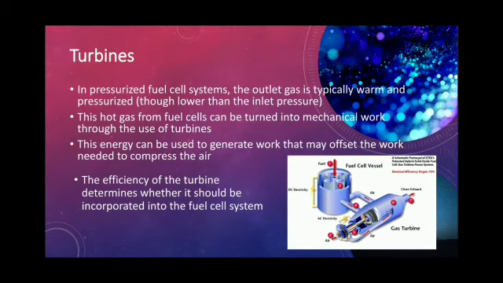Next are the turbines. In a pressurized fuel cell system, the outlet gas is typically warm and pressurized, though it is lower than the inlet pressure. This hot gas from the fuel cell can be utilized and turned into mechanical work through the use of turbines. This is like a turbo in an ICE engine. This energy can be used to generate work that may offset the work needed to compress the air. The efficiency of the turbine determines whether it should be incorporated in the fuel cell system. As you can see here is the figure showing a gas turbine in the fuel cell vessel.